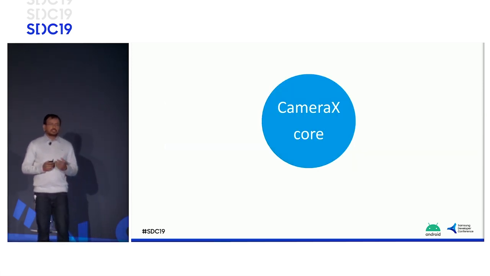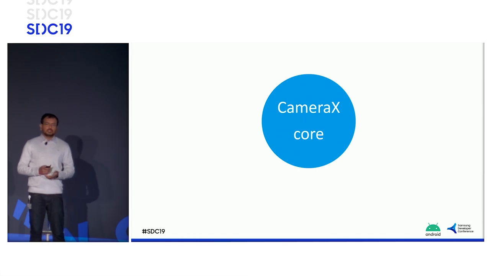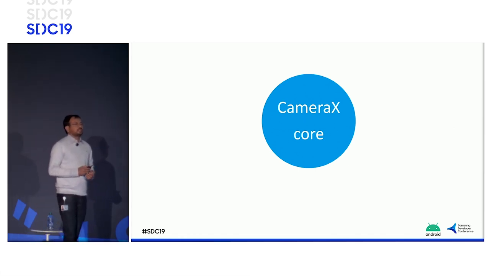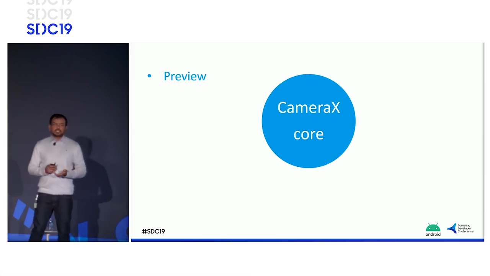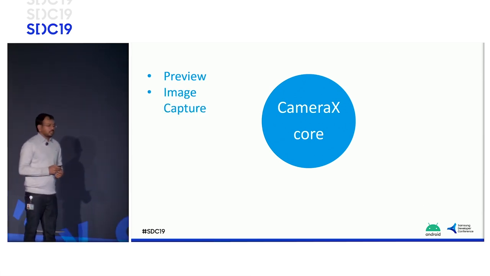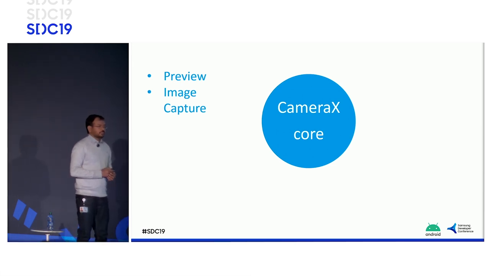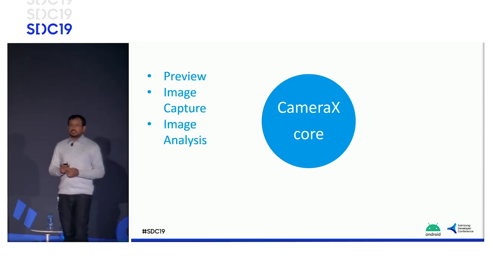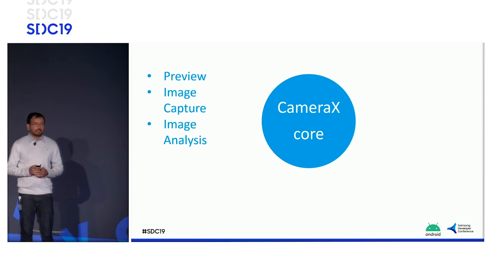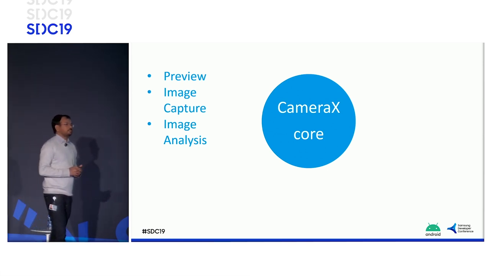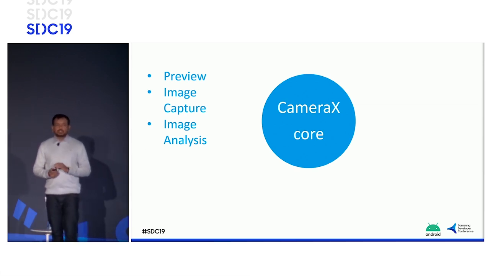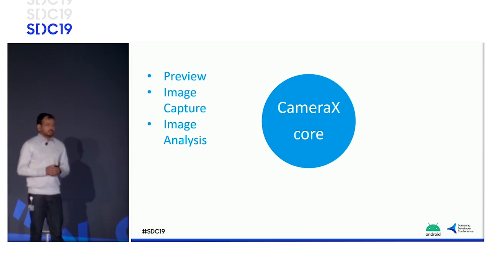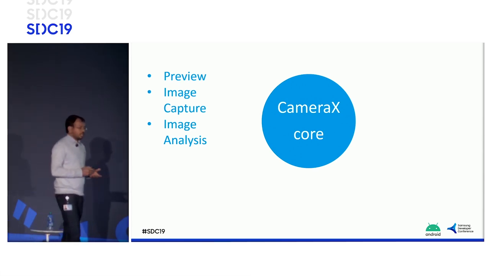CameraX has two parts. One is a core. The core handles use cases like preview, when you start the camera application. It handles the image capture scenario, and it also handles the image analysis. As Vinit said, CameraX is backward compatible on 90% of Android devices. These CameraX core features work across the Android ecosystem on any device running Android.